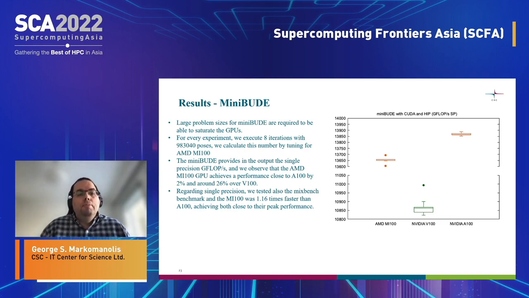And miniBUDE provides the single precision gigaflops, and we observed that the AMD achieves a performance close to 800 by 2%. Although the MI100 theoretical peak is better than the A100, in this benchmark it is a bit 2% slower and around 26% over the V100. Now, we also tested a benchmark called mixbench, and the MI100 was 1.16 times faster than the A100, and both achieved close to their peak performance. So the MI100 performs quite good in the single precision results.